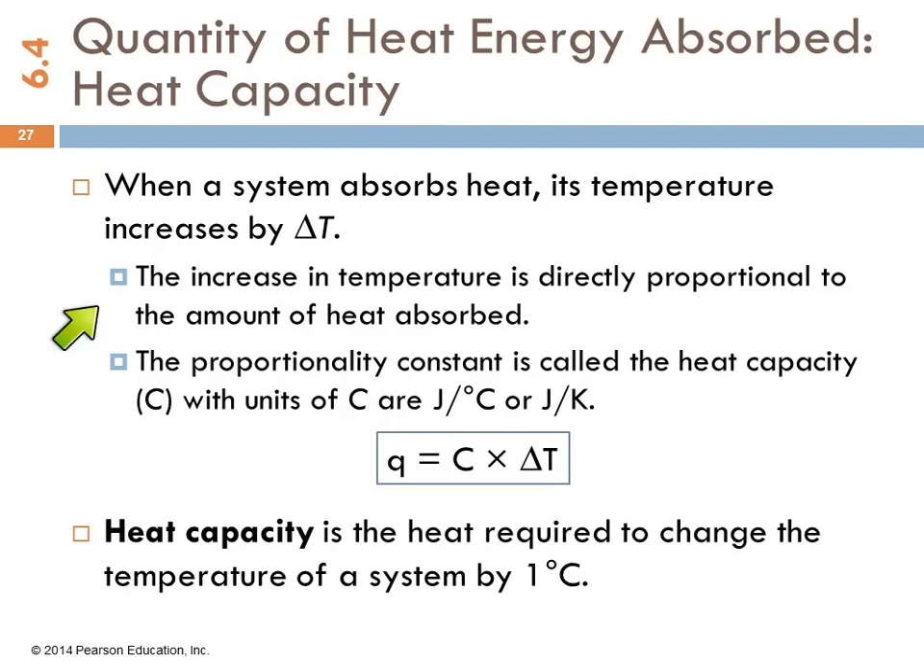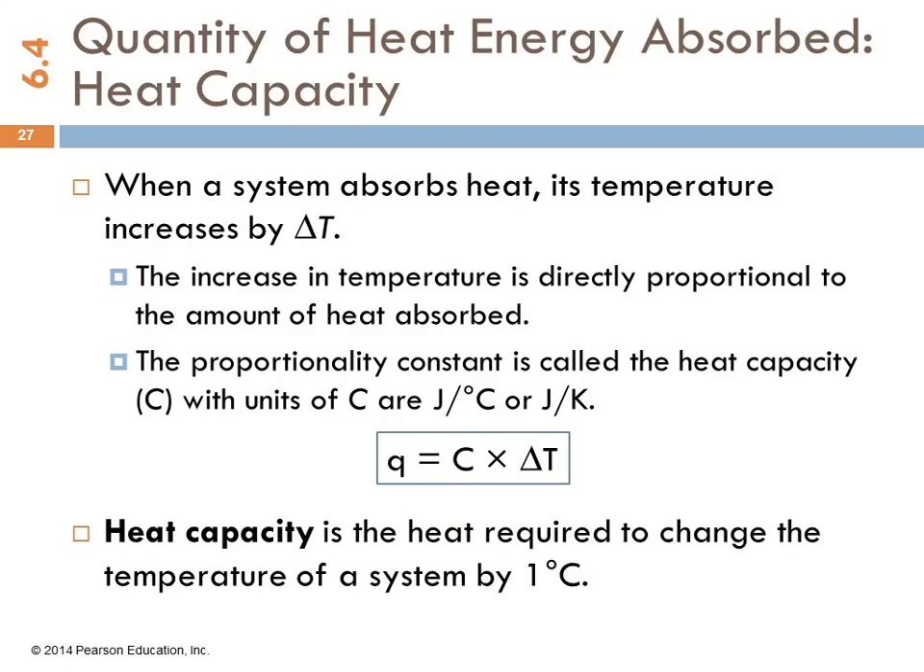The increase in the temperature is directly proportional to the amount of heat. You put in more heat, the temperature change is greater. You put in less heat, the temperature change is less. And so we have a proportionality constant. The Q is the energy that is put into the system, is proportional to the change in temperature, or vice versa. C is a proportionality constant.